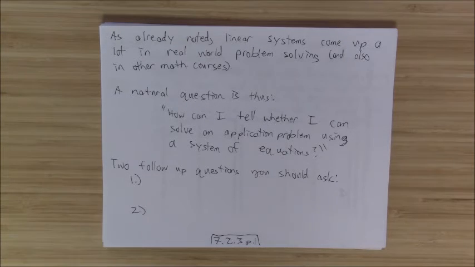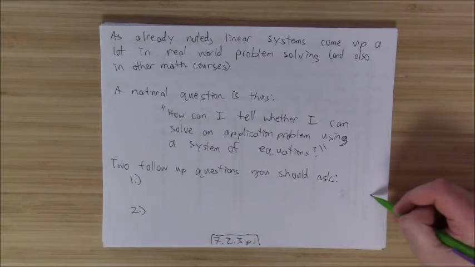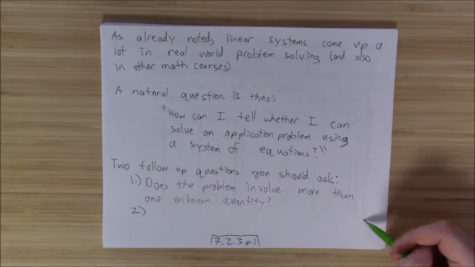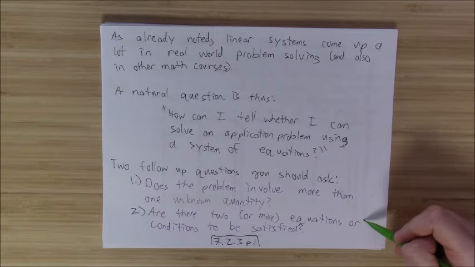The first question you should ask is, does the problem involve more than one unknown quantity? If the answer is yes, then you can probably solve it with a system of equations. The second question you should ask yourself is, are there two or more equations or really conditions that need to be satisfied? Again, if the answer is yes to this, then you can probably solve it with a system of equations.